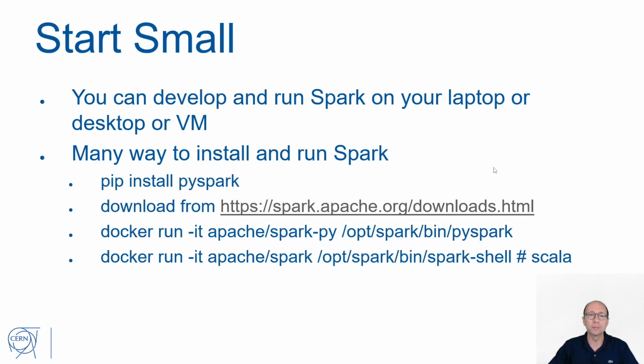First, you can start small. You can start developing on Spark using your laptop, desktop, or VM resources, and there are many ways you can install and run Spark in such environments. For example, you can pip install PySpark, or you can download Spark from the Spark website, or you can run Spark as a Docker container with docker run, as listed here in the slide, both for Python and for the Spark shell.